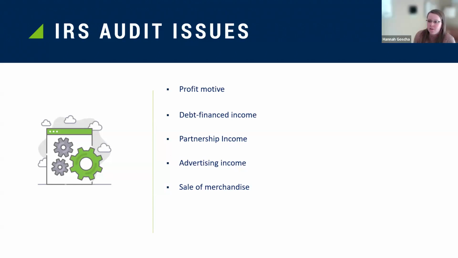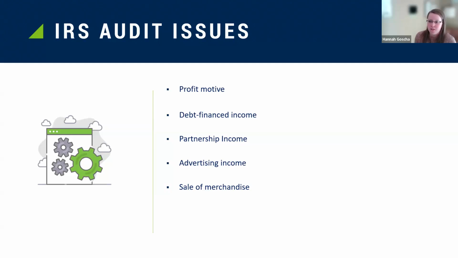Okay, so the IRS, what are they looking at? These are some of the top things that they're looking at right now. You know, typically people say, well, it's a tax exempt organization, what would the IRS come after them for? Well, they're going to go after everywhere where they could get tax from these tax exempt organizations.